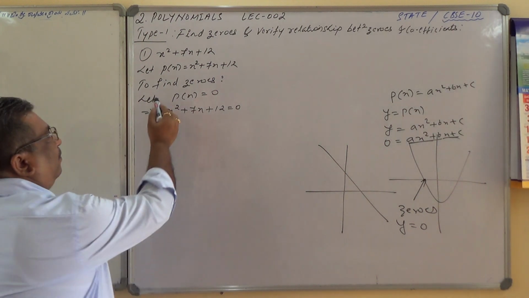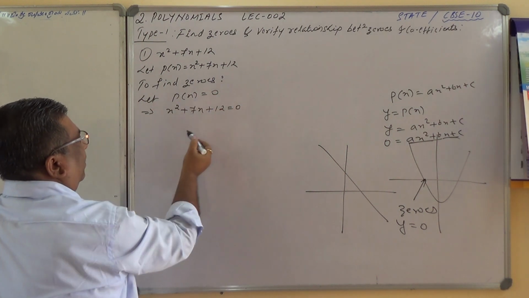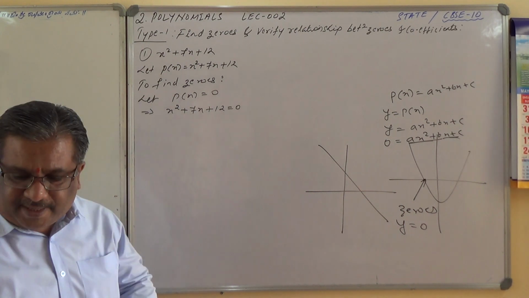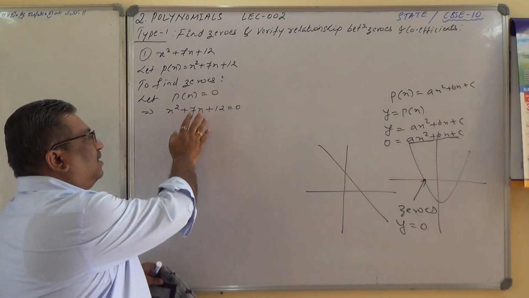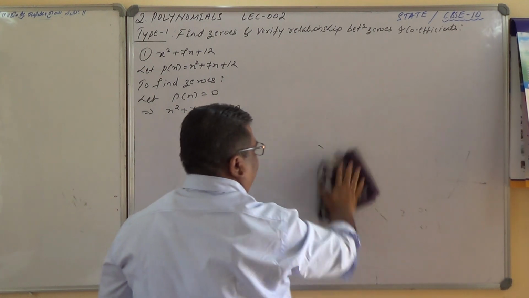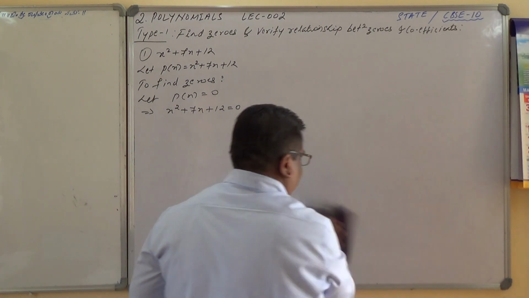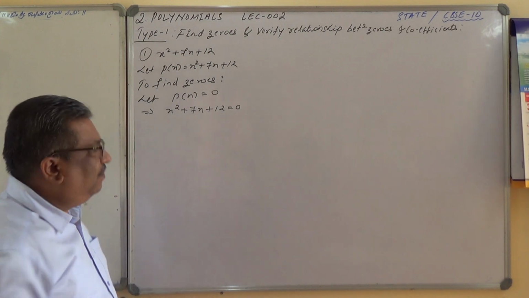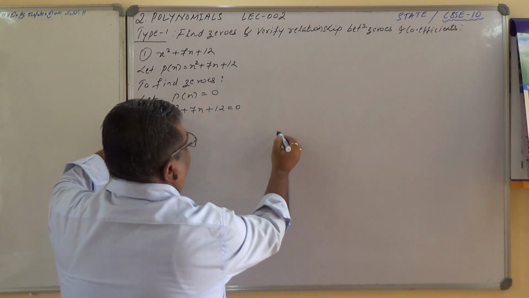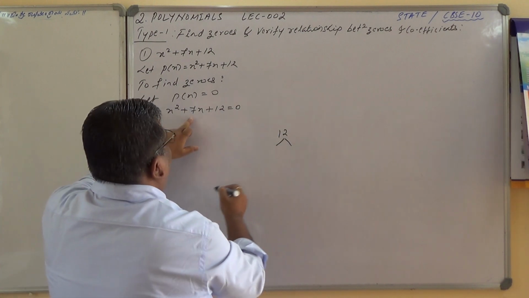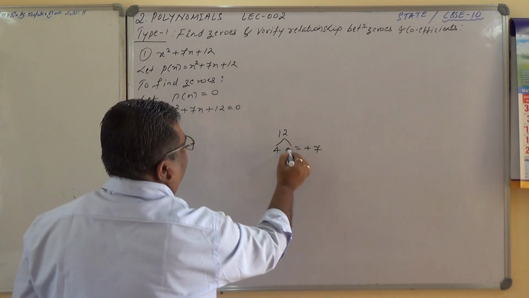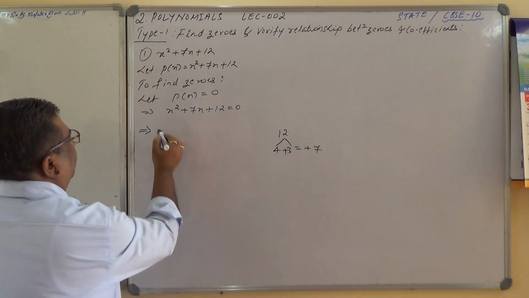And therefore, to find zeros, let p of x is equal to 0 here. This implies x square plus 7x plus 12 equals 0. Now use the factorization method in order to find out the zeros of this. What is the factorization method? That is by splitting the middle term. So here let us see. 12 into 1, 12 I require. I should split in such a way that I should get plus 7 here. So 4 threes are 12, and 4 plus 3 equals 7.